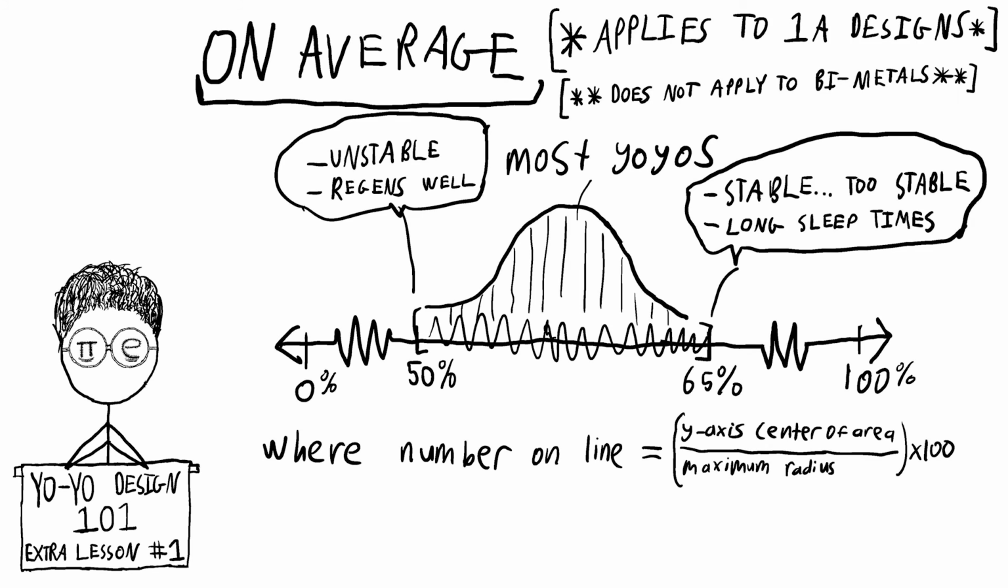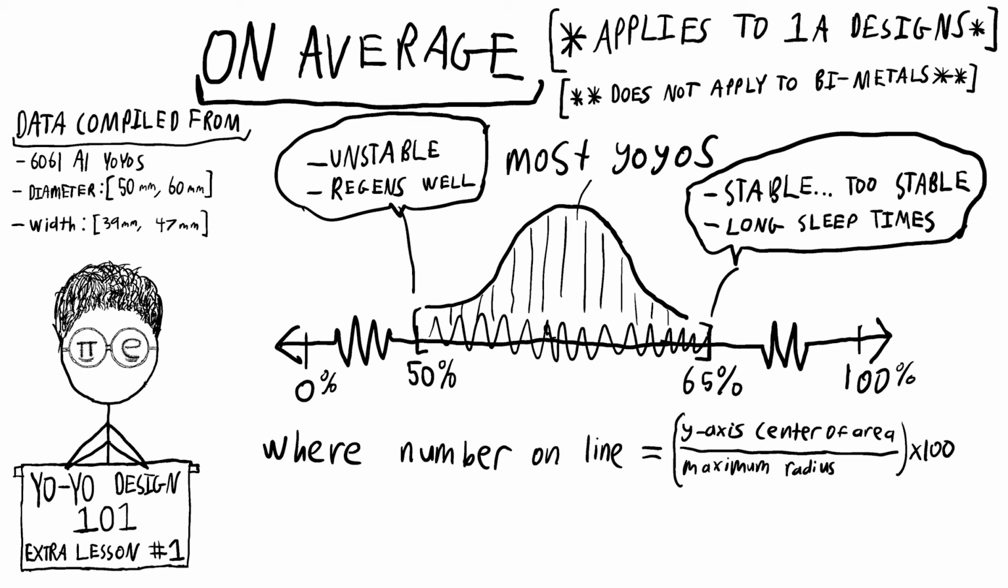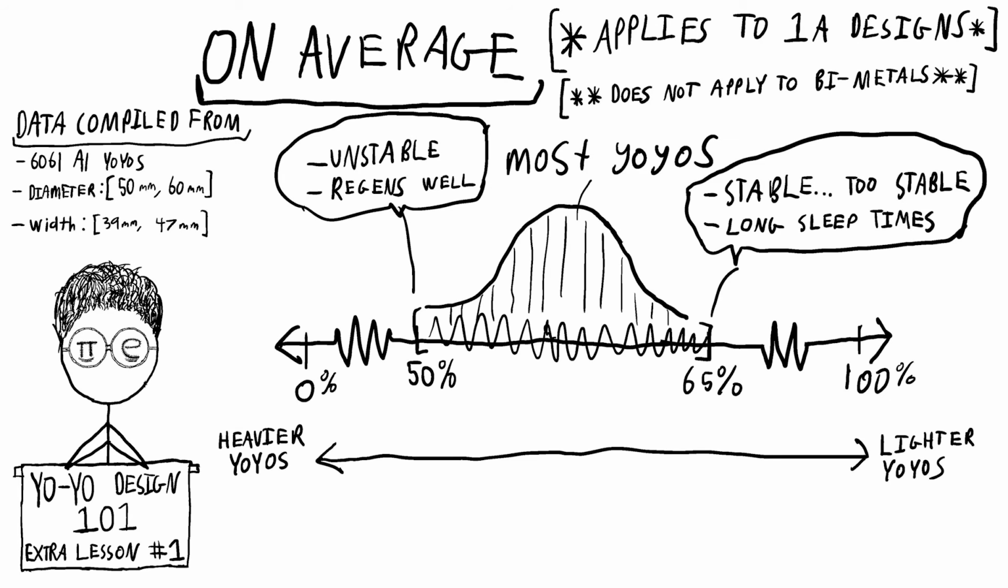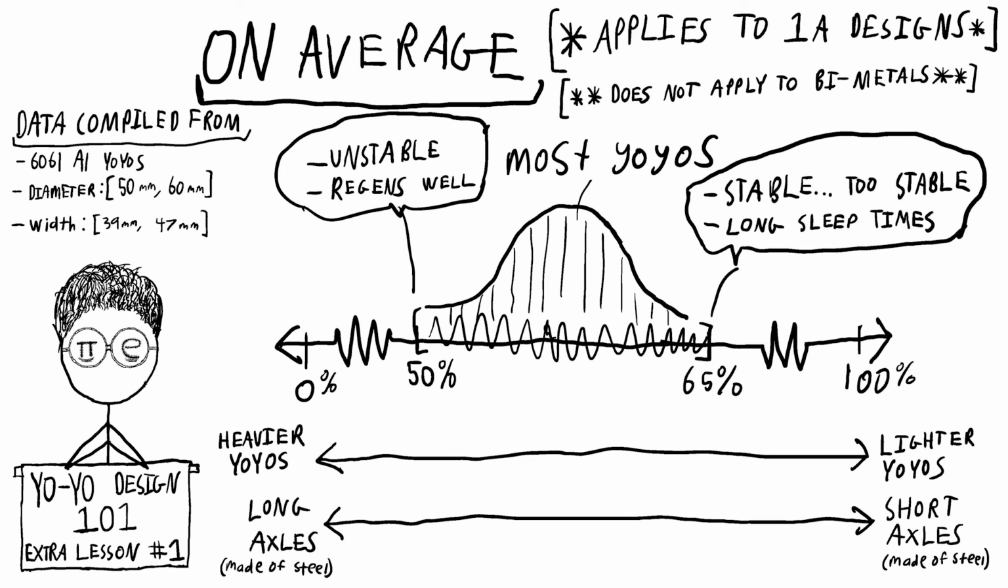There do exist yo-yos above and below this spectrum, but for aluminum yo-yos, typically 6061 aluminum yo-yos, with diameters between 50mm and 60mm, with widths between 39mm and 47mm, most yo-yos fall into this range. Lighter yo-yos tend to be in the higher end of this range, and heavier yo-yos tend to be in the lower end of this range, while keeping in mind that having a longer axle will end up pulling you down the chart.